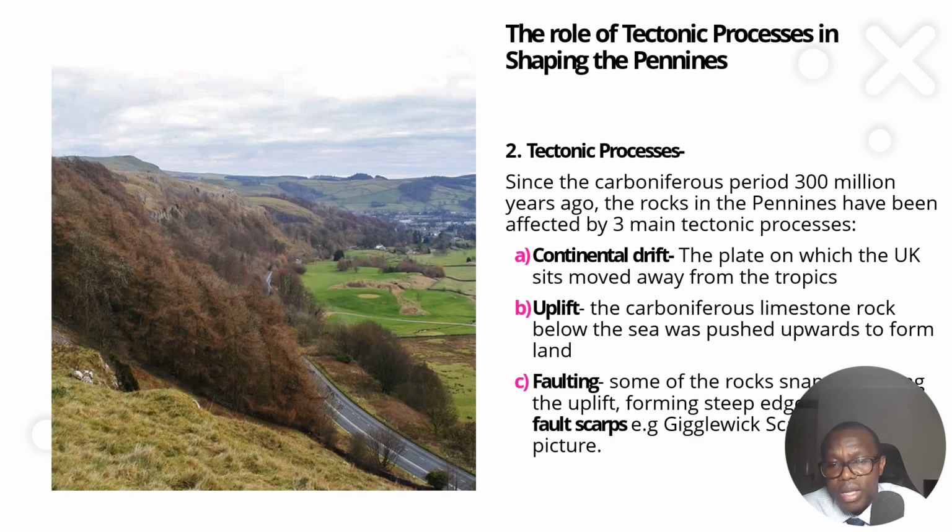Gordale Scar in the picture here is an example of that faulting that led to fault scarps. And as you can see, there's a very, very steep scarp slope right here that drops down right to the bottom of this particular valley. So this is an example of the faulting that took place. So, three tectonic processes: continental drift, uplift, and faulting.